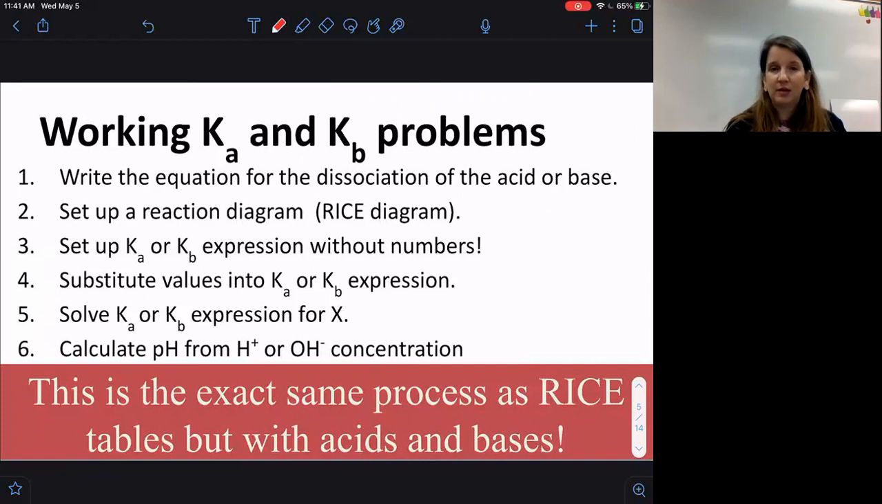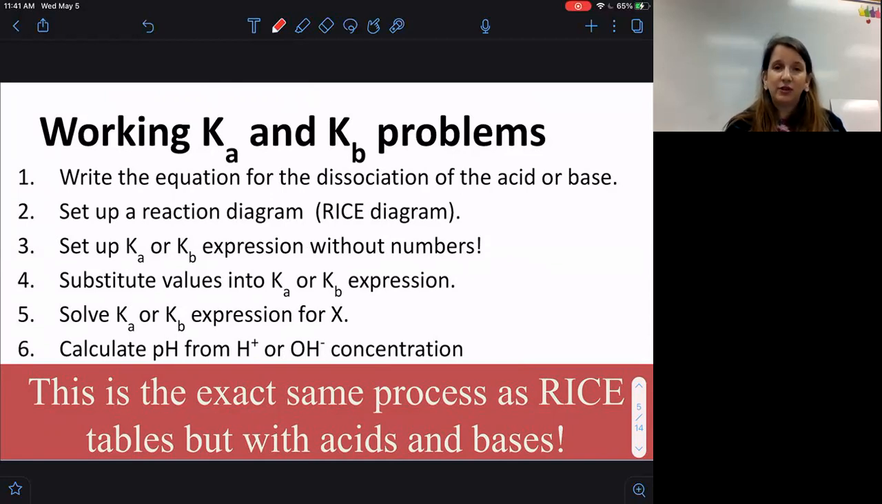Yes, we must have a RICE table for weak acids and weak bases. We're going to write out our Ka or our Kb expression without any numbers first. We don't want to take any shortcuts because that's where we make some mistakes. We'll solve for our Ka or our Kb for x. Now, x is going to represent our ion concentration. You'll see that in just a second.